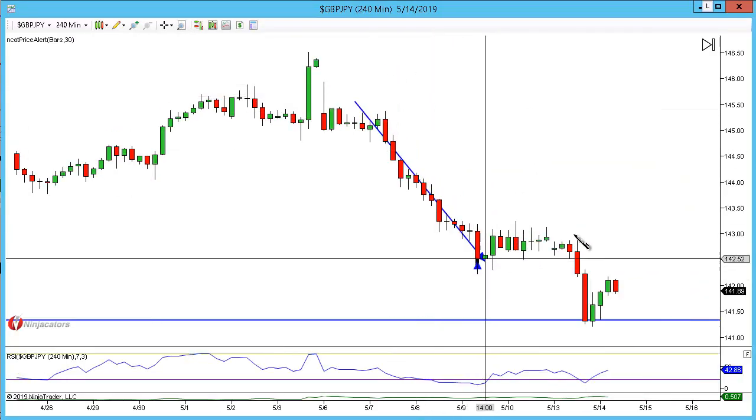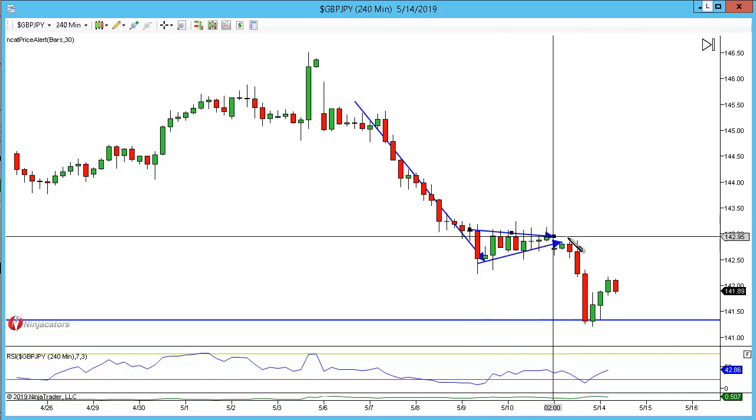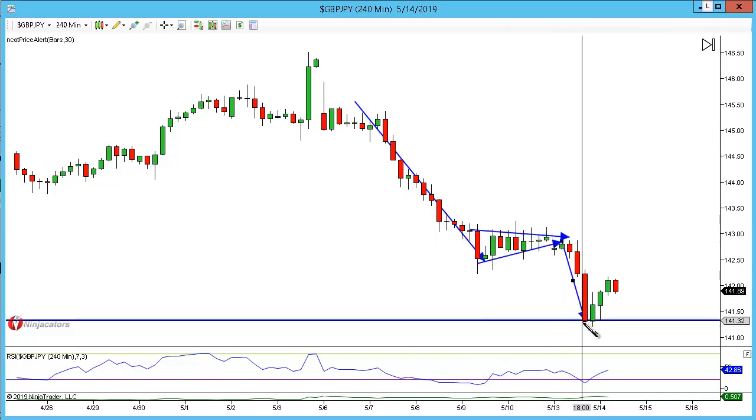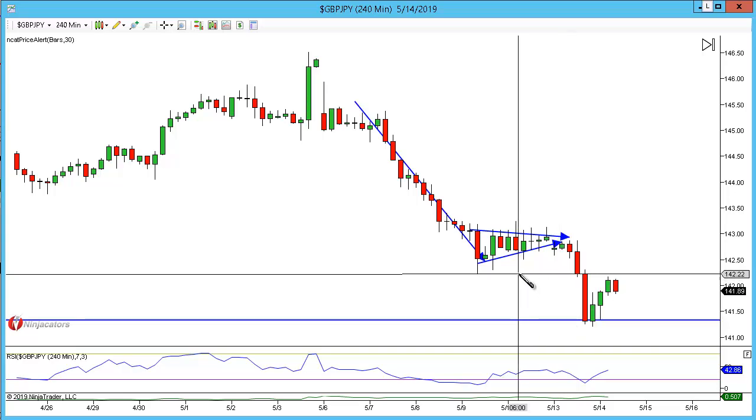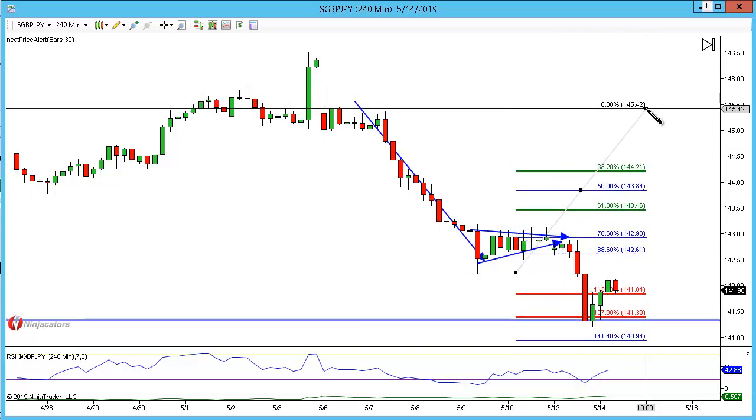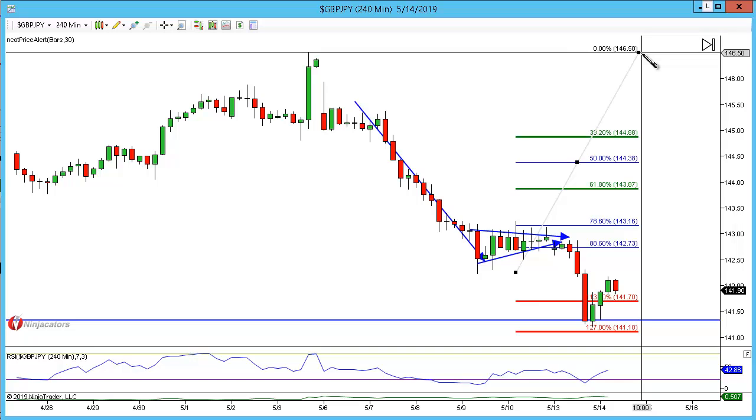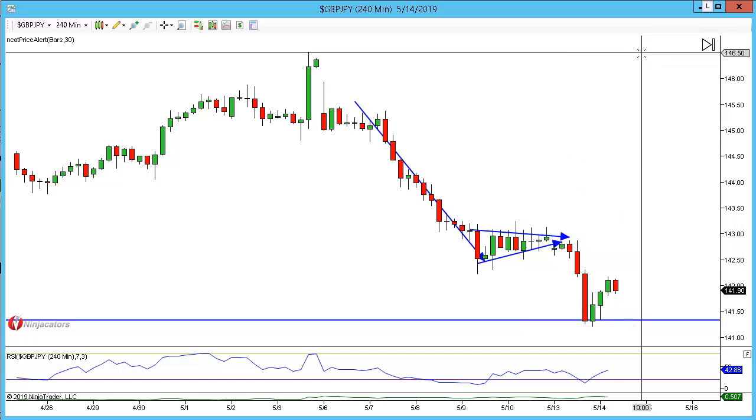So let's take a look at the 240. Nice move here. Consolidation and then a move lower. Now this pattern for me still has room. Well, if you take it from the top here, it still has room to go lower. Let's drop to the 60.